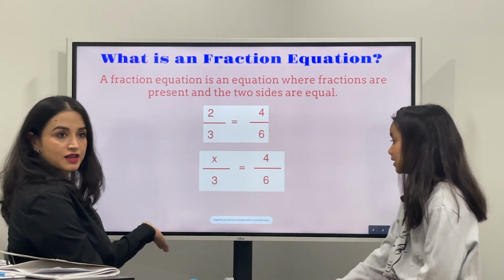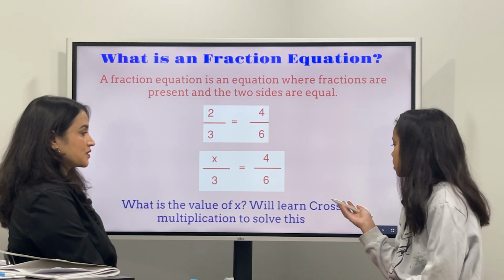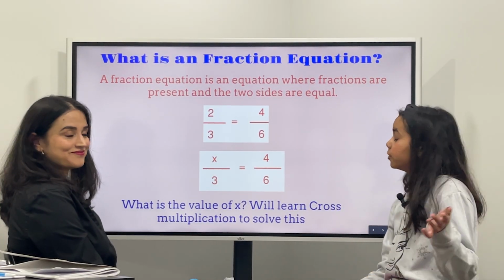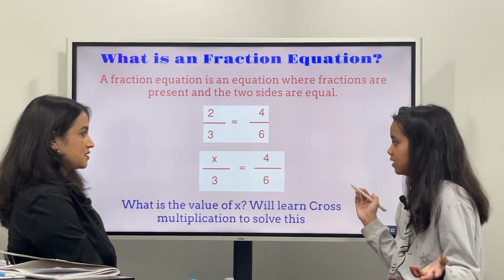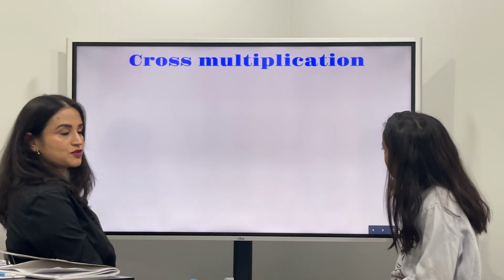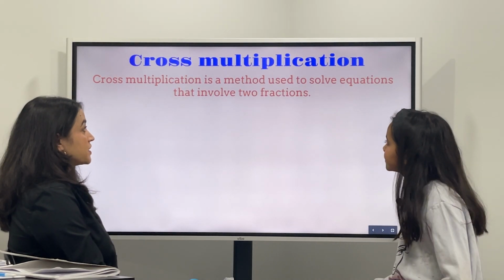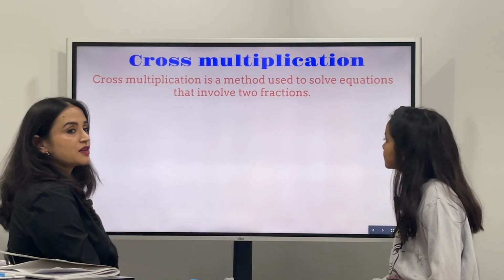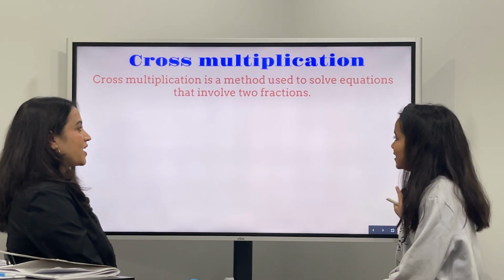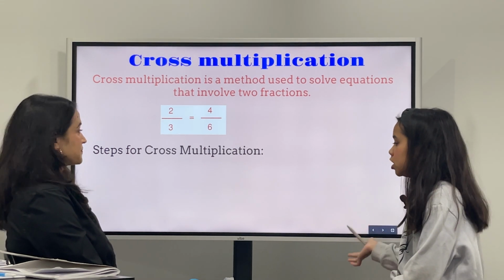So this is also another example of a fraction equation. And then now I just say find the value of x. We will learn cross multiplication to solve this. Let's move to the next one and learn how to do that cross multiplication. So cross multiplication is a method used to solve equations that involve two fractions. Let's see the example. Like here, 2 by 3 equal to 4 by 6, for cross multiplication.